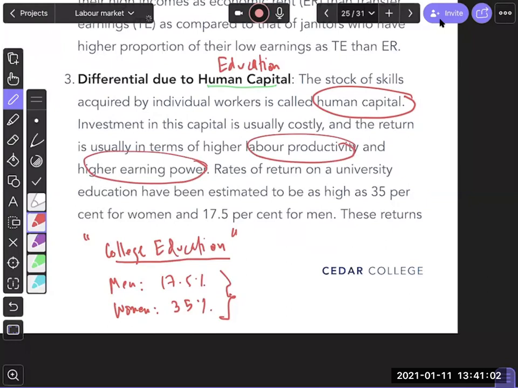I have a question, guys. Why are women paid more, or rather, why is the return to college education for women more than for men? Any idea?